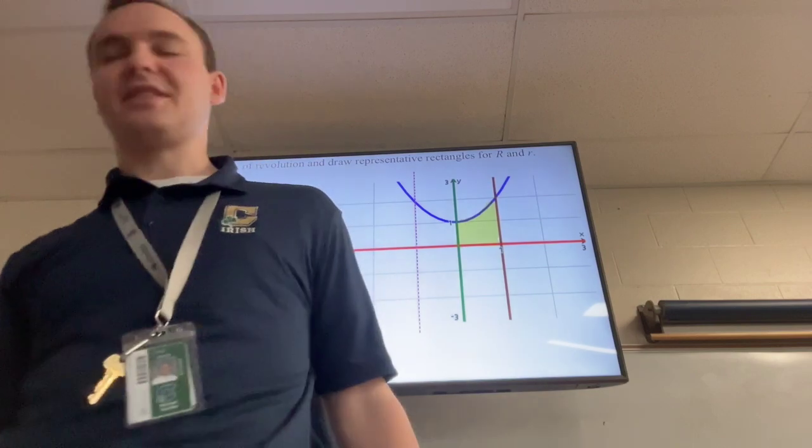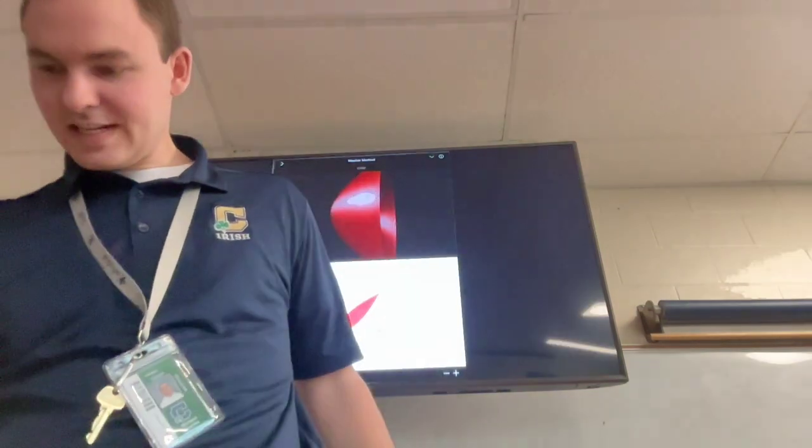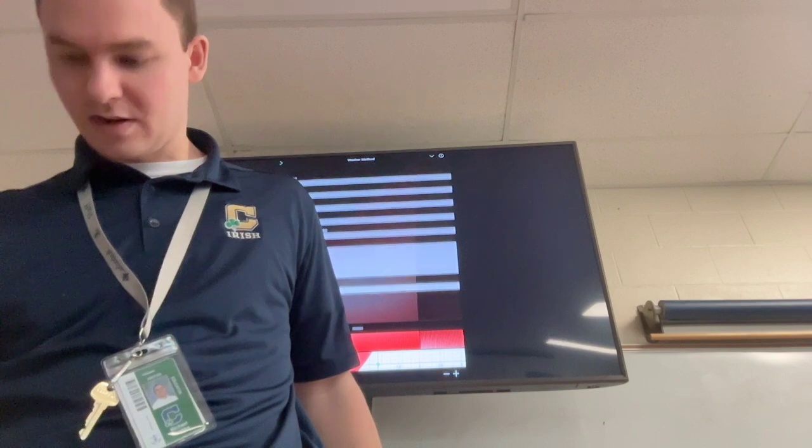Actually, it doesn't do vertical. My app doesn't do vertical axes. It's the worst 99 cents I've ever spent.